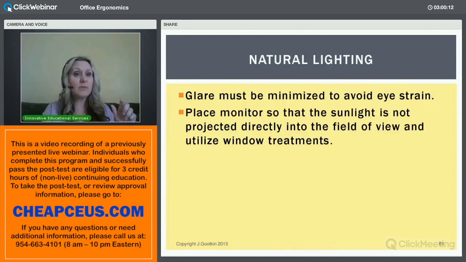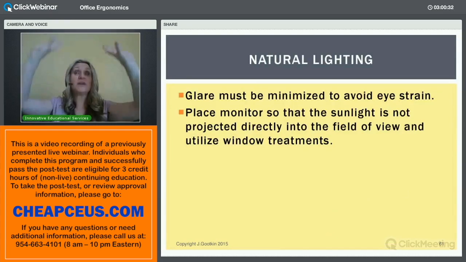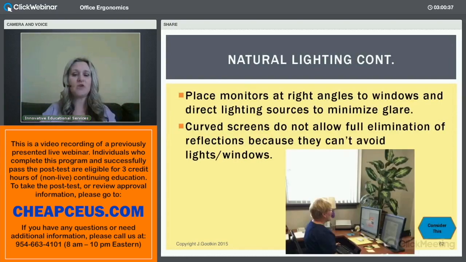Also with lighting, I want you to remember that psychological piece: a dark, gloomy environment is not productive, but something that's too bright and glaring can also lead to fatigue for the individual. So think about using window treatments if a room is too bright. They actually make these egg crate type covers that can go over fluorescent lighting to try and minimize the reaction from them.